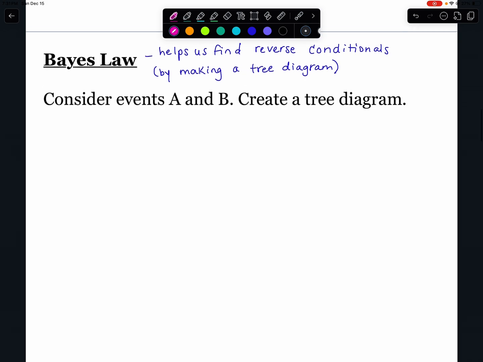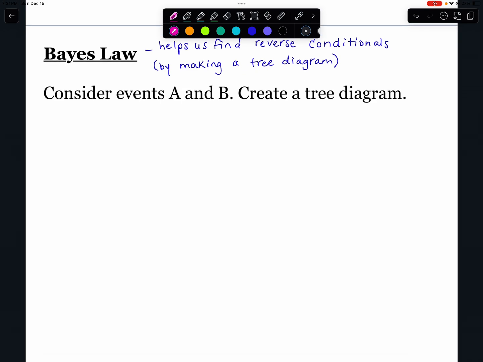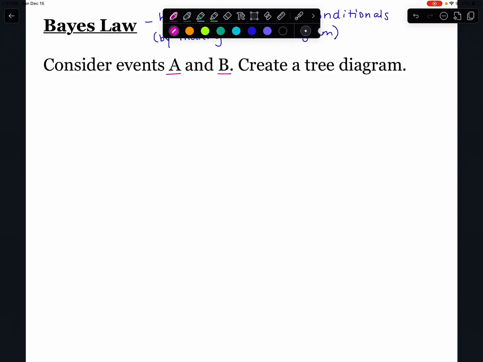So consider events A and B. All right, create a tree diagram. So we have 2 events that are occurring, A and then B. So whether that is flipping a coin and then spinning a spinner, we have 2 things going on. So the way that we're going to create our tree diagram is first event A is going to happen or it's not going to happen. So that will give me 2 branches on my tree diagram. Either A occurs or it doesn't occur.